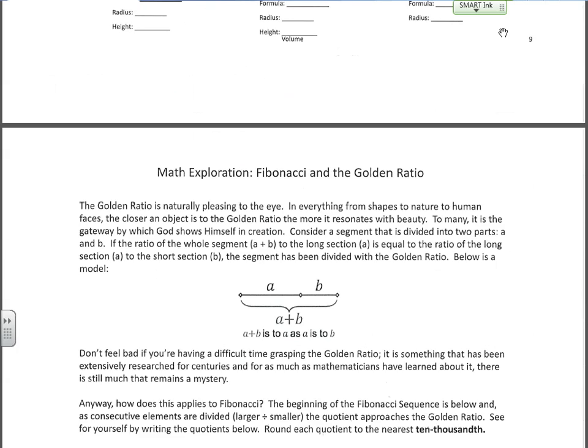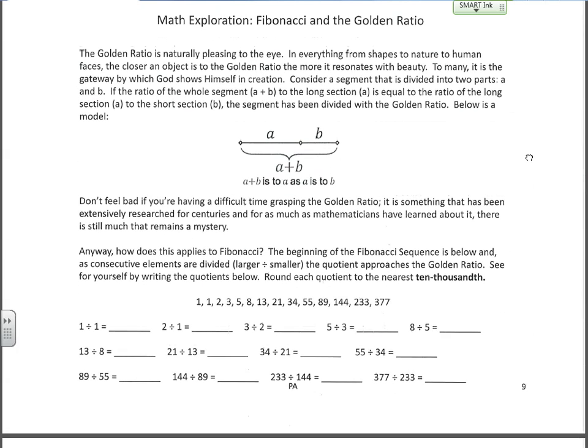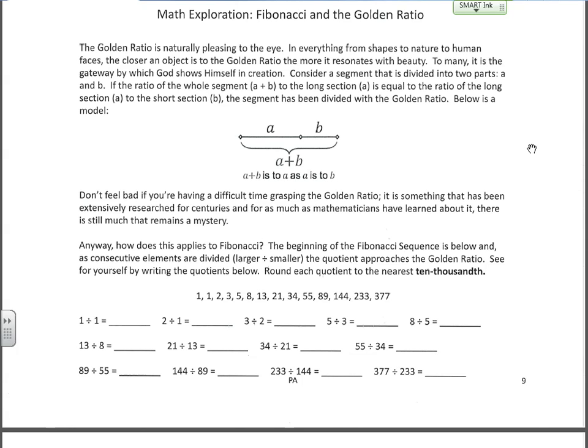Next one is Fibonacci and the golden ratio. We didn't get to talk about this one in class, but the golden ratio is naturally pleasing to the eye. And everything from shapes to nature, to human faces, the closer an object is to the golden ratio, the more it resonates with beauty. To many, it is the gateway by which God shows himself in creation.